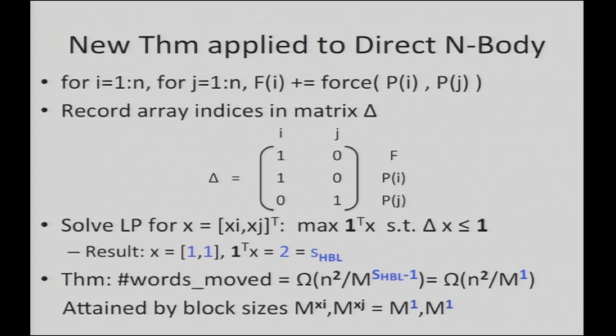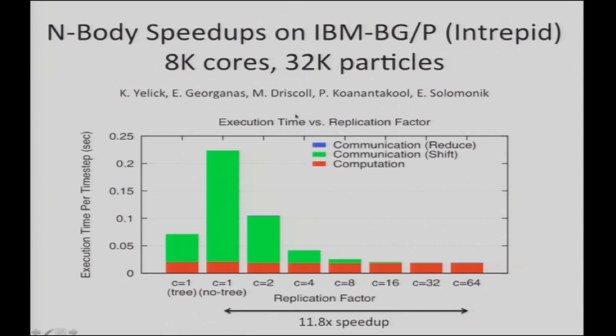So here's some speedups. This is for 32,000 particles on 8,000 cores. This is ridiculous. 4 particles per core, right? It seems like I'm going to be totally overwhelmed by communication cost. But no, we get perfect speedup.